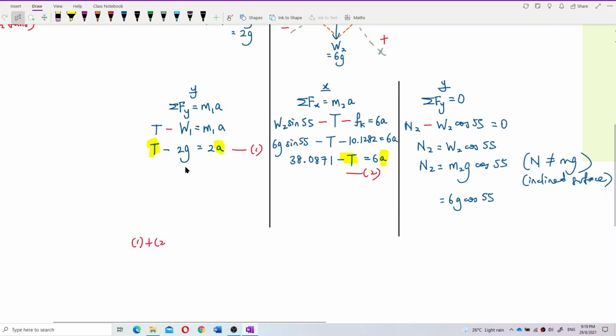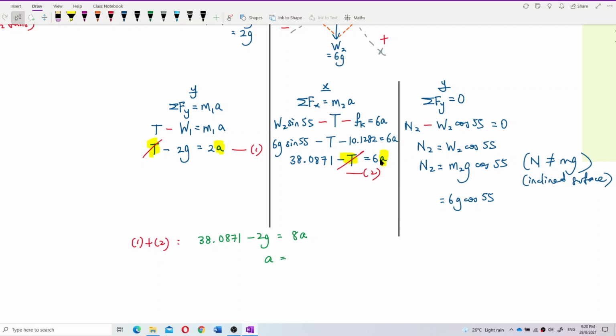1 plus 2, I get what? The tension and negative tension cancel off, isn't it? So it becomes 38.0871, and then I still have the negative 2g, and then 2a plus 6a become 8a. So I can find my acceleration already.